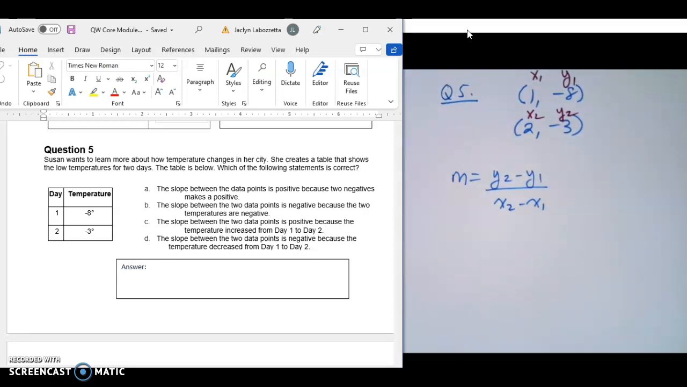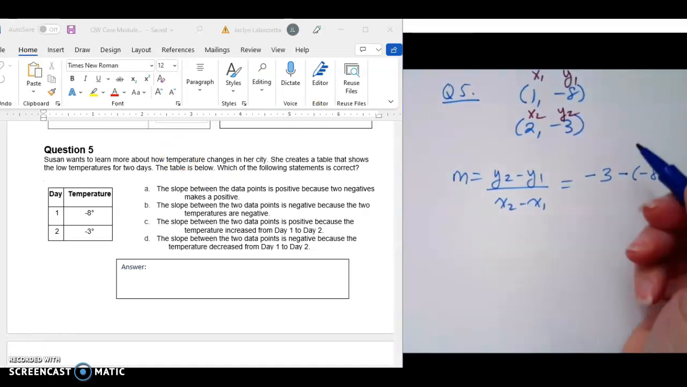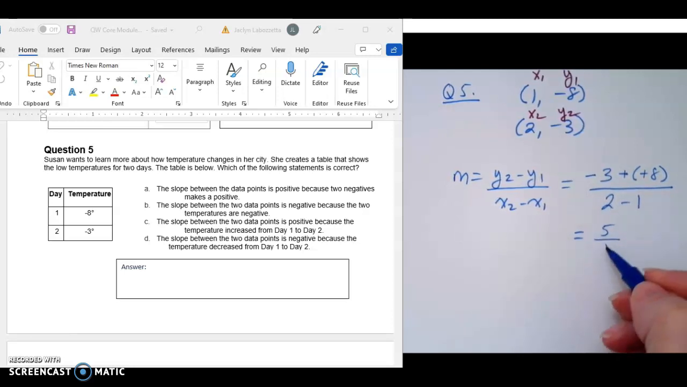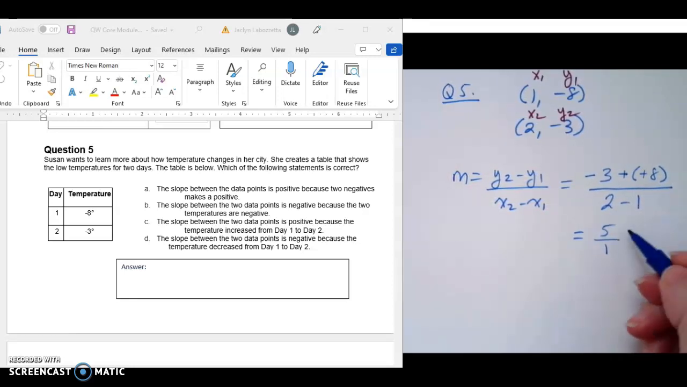Okay, so in the formula, I have -3 minus -8, and then 2 minus 1 in the denominator. All right, we haven't looked too much at negative numbers, but a negative could become a positive, or you could just use your calculator and type that whole thing in. This would be +5. 2 minus 1 is 1. So this is a change of 5 degrees for 1 day. And it's a +5 degrees.